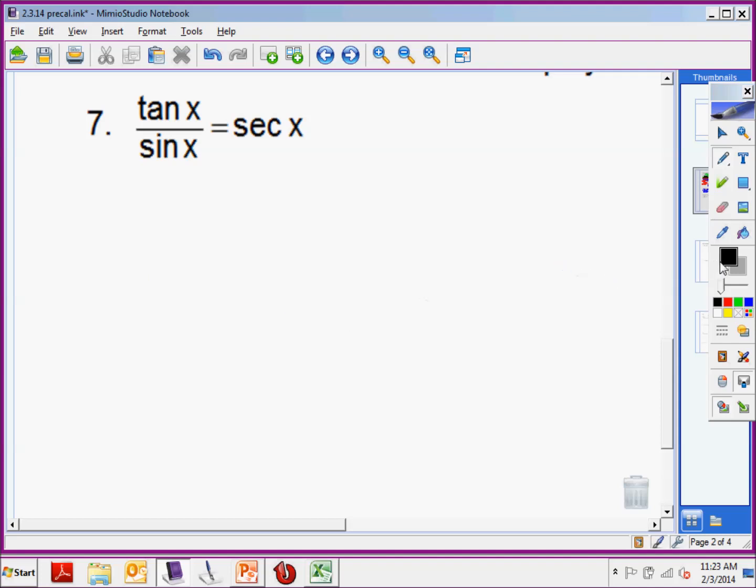All right, so the first thing you know about a trigonometric proof is that the right side you don't touch. This is your goal. Don't touch the right side. Okay? The right side is your goal. You're trying to make the left side look like the right side. Got it? Okay, that's what you're trying to prove. You're trying to prove that tan x over sine x equals secant x.